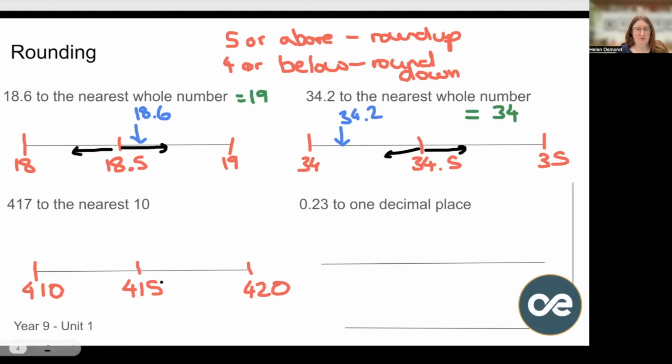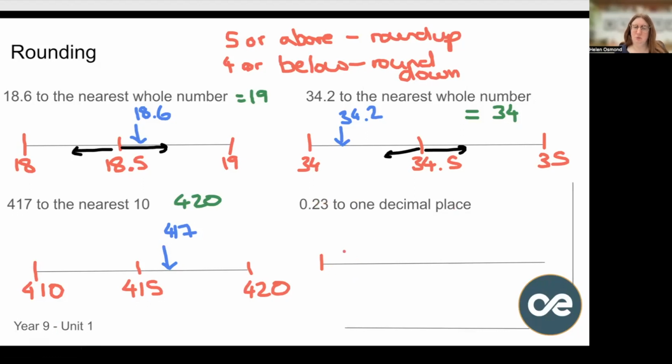So if I put my arrow in, let's go for blue like I've done. 417 is going to be over here, probably a little bit further up actually than where I've drawn the arrow, but it means we will round up to 420. And we can use the same picturing for decimals.